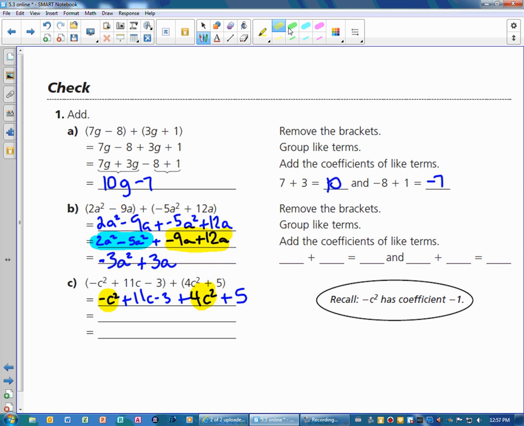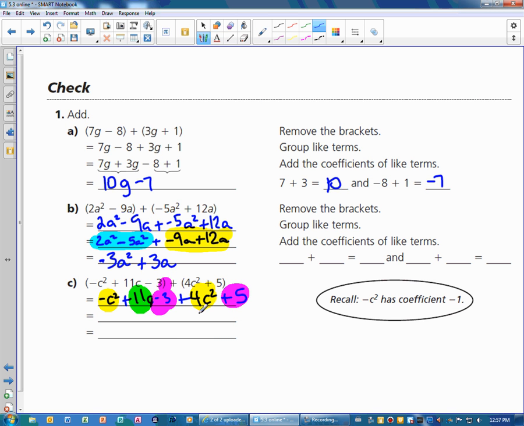Okay, group the c squareds with c squareds. Group the c with no other c's to group it with, so it's going to stay by itself. And then just group the numbers. So, you know, if you don't want to do this rearranging step, don't, because I wouldn't. What if you write it down wrong?